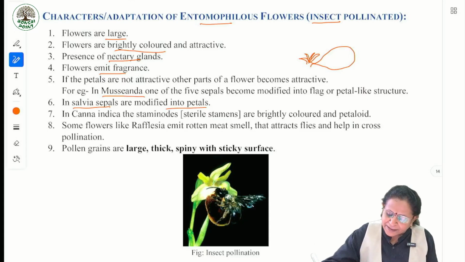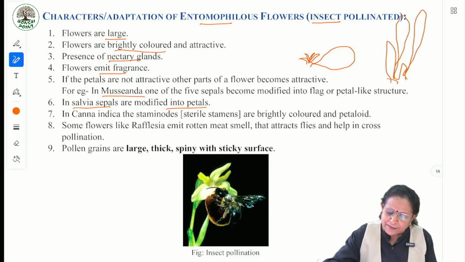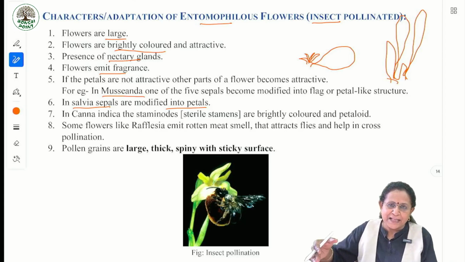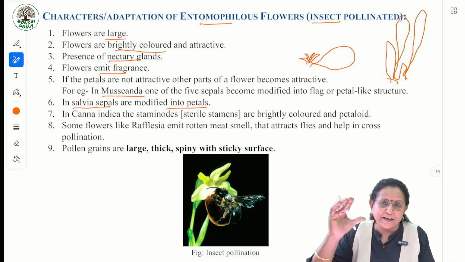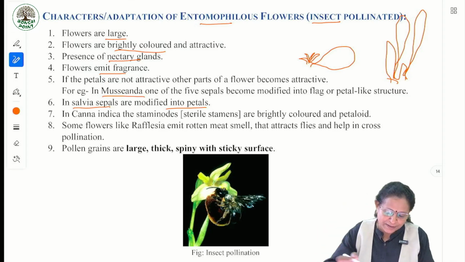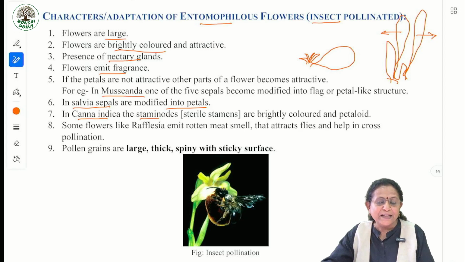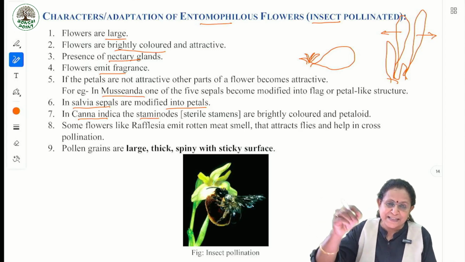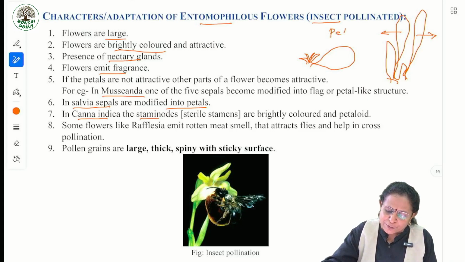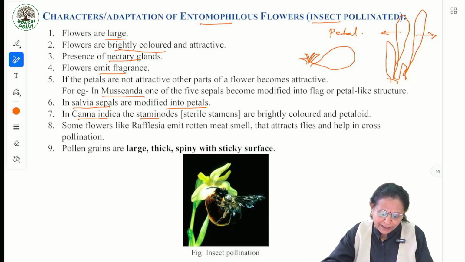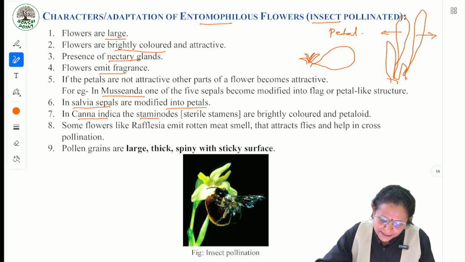Okay. In Canna indica, which is a flower commonly seen in flower shows as bright red large flowers, what you see here is not the petals, they are the staminodes, sterile stamens which are modified into petal-like structure. Canna indica, staminodes, sterile stamens. So have a look here, you have a 1 mark question. What are staminodes? Sterile stamens. These are brightly colored and petaloid.